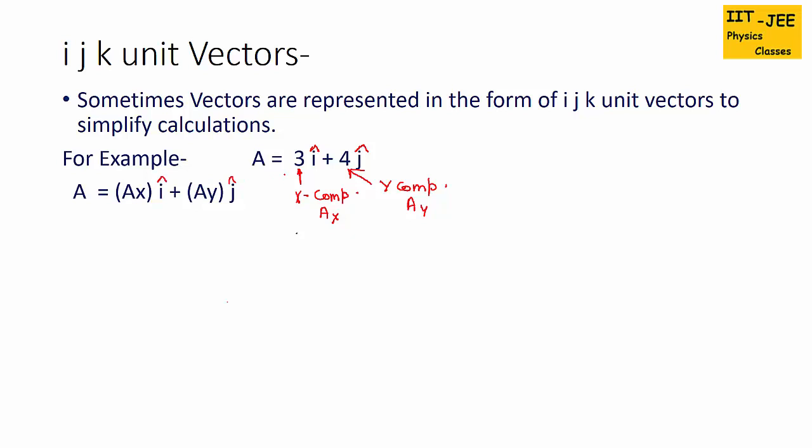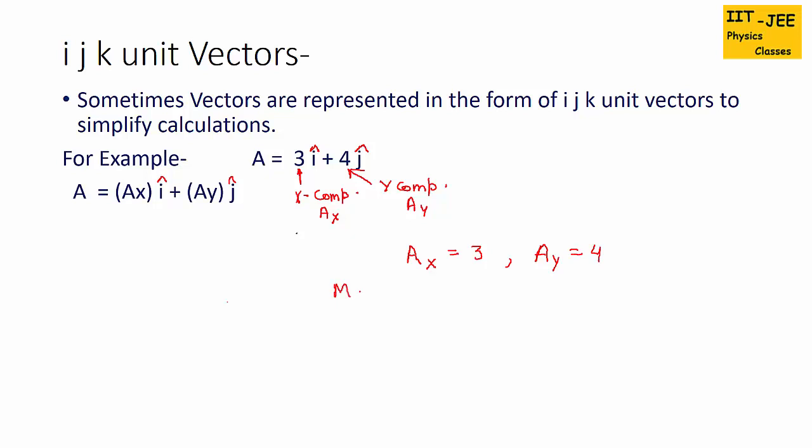If you are given any vector A in this ijk form and asked to find the magnitude and direction of this vector A, then you can use the Pythagoras theorem to find the magnitude and the trigonometric function tan to find the direction of this vector A. Let me show you how. Let's take this example: A equals 3i plus 4j is given. So ax is the coefficient of i, which is 3, and ay is the coefficient of j, which is 4 here. So these two things are given.